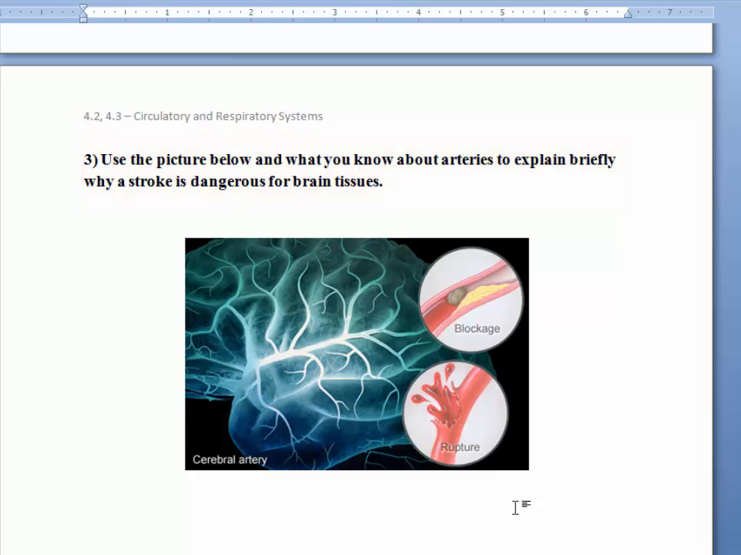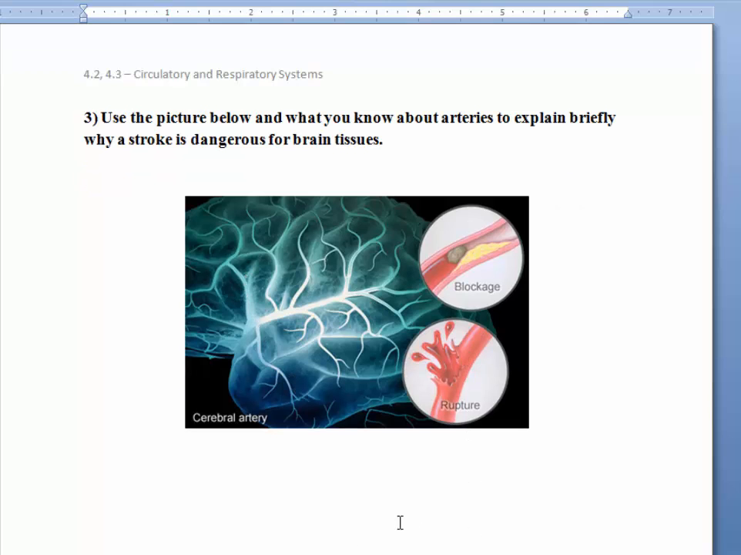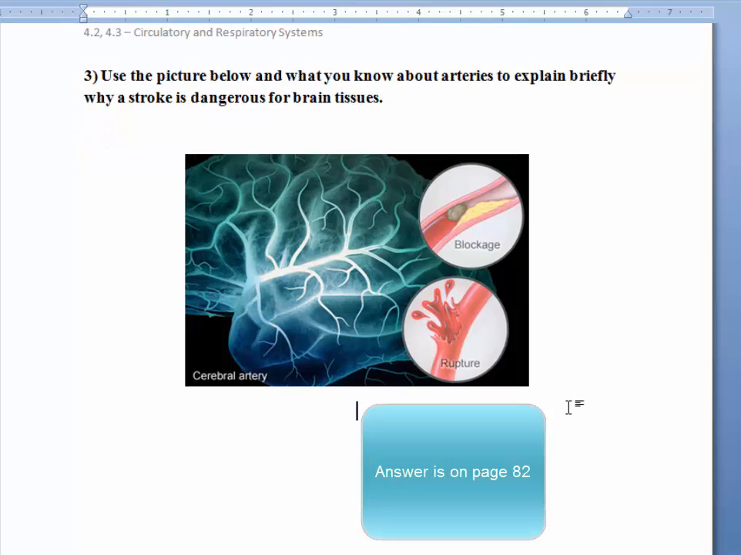All right, number three, use the picture below and what you know about arteries to explain briefly why a stroke is dangerous for brain tissues. These are two types of strokes. One, where you have a blockage, so no blood is going through, and this is a rupture, meaning basically the artery is breaking and blood is spilling out of the artery. The answer to this is on page 82 of your textbook.